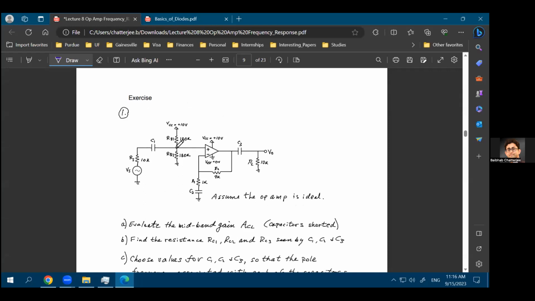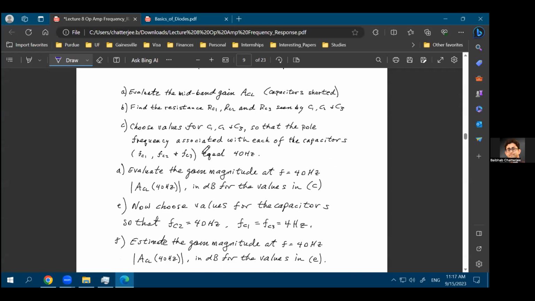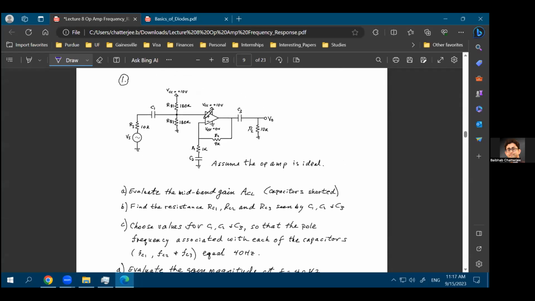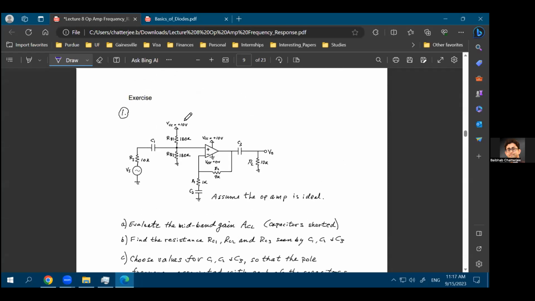If you're interested in solving more intricate, more detailed problems, just try to solve and see if you can solve this kind of a problem. And the steps are already mentioned. So if you just follow the steps, I think it will be easier for you to solve this kind of exercises.